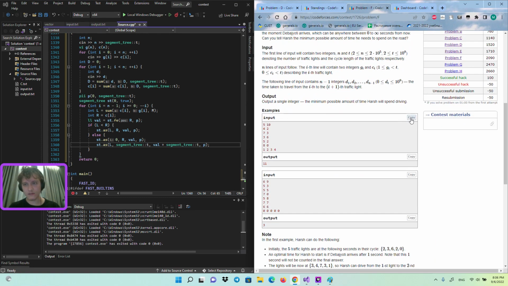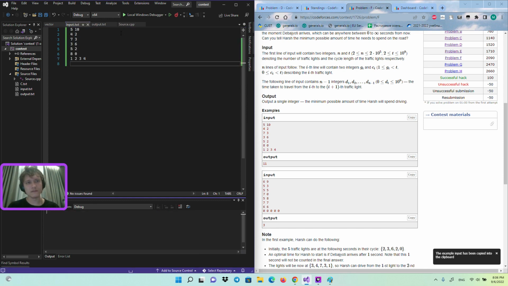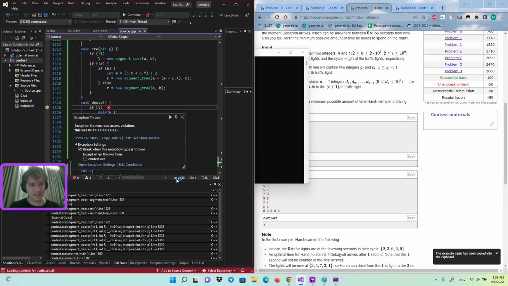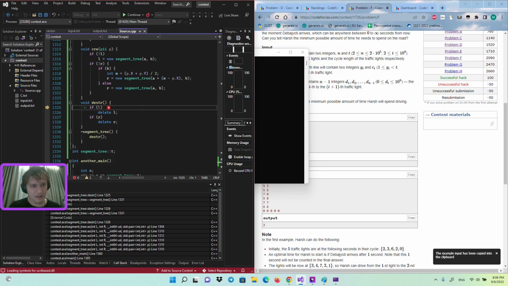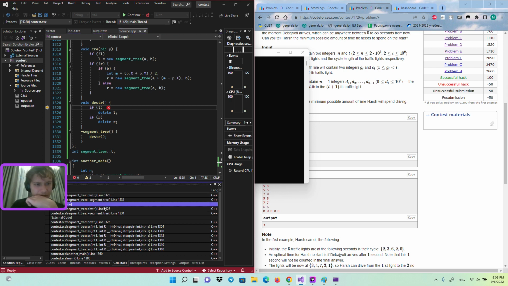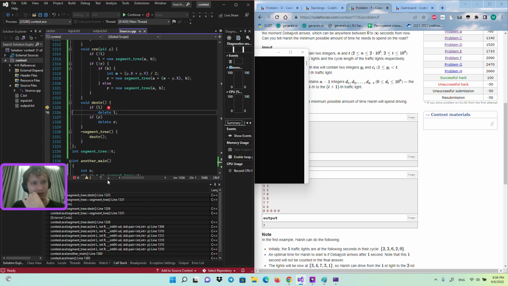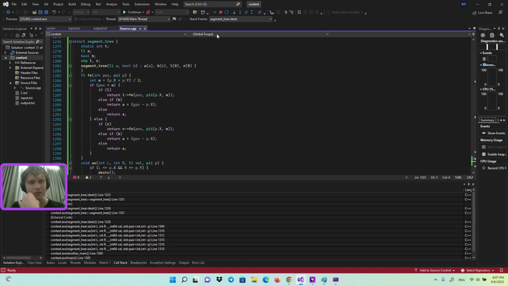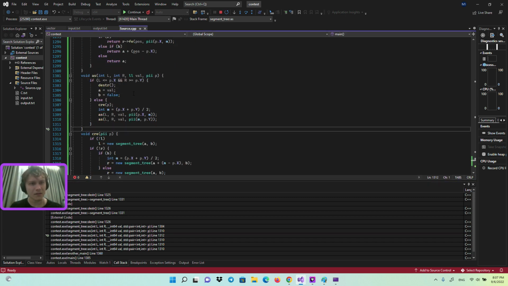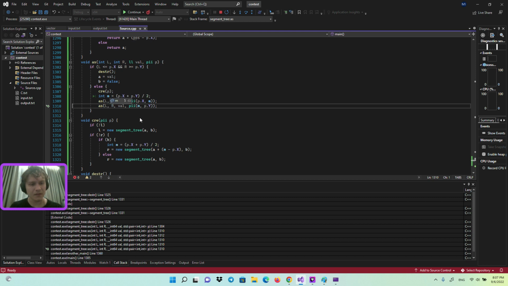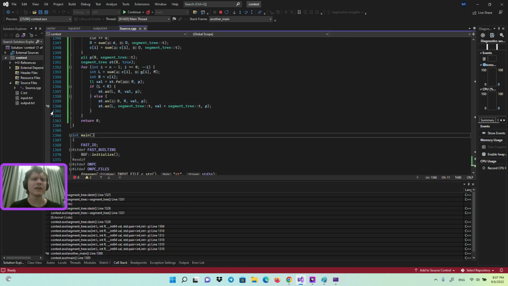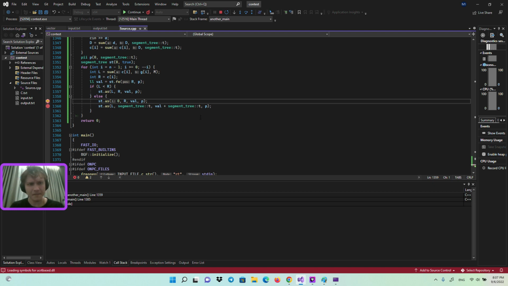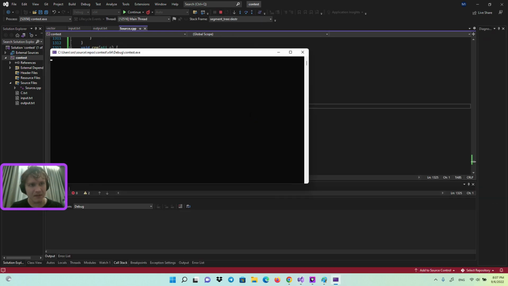Let's check it. I think it's something awful, and that's sad that it is awful. So what's the problem? In destruction failed. So L is not 0. Okay, how did this happen? How did this happen? I hate it when all these strange things with pointers happen.